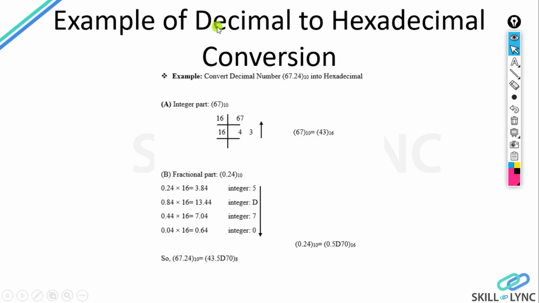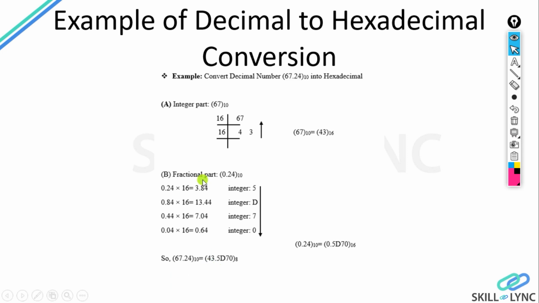Let's take an example. Example says 67.24. It is a decimal number system. Convert it into the hexadecimal number system. Now 67 is a number. So how will you proceed? You will divide by 16. When you divide by 16, 16 fours are 64 and 3 is the remainder. When 3 is the remainder, the answer is 43, because the approach is bottom to top. 43 is the answer.